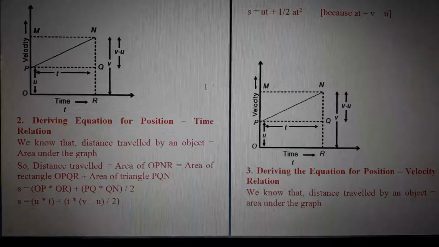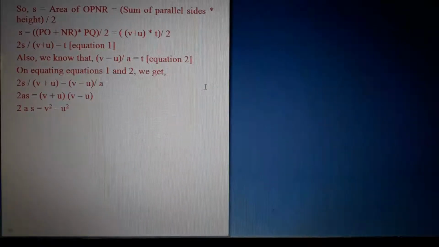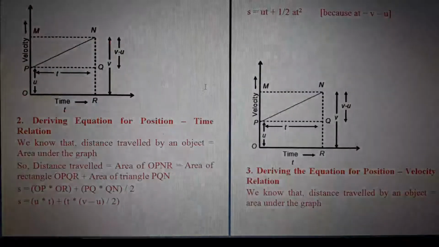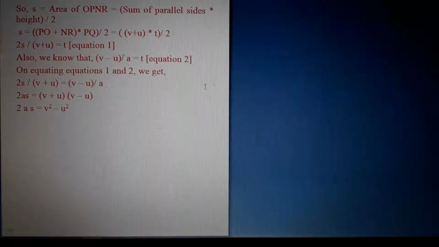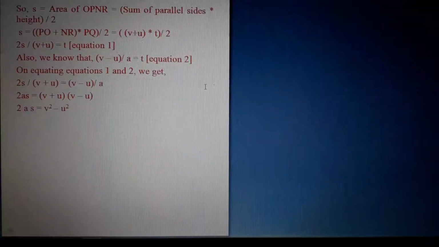So another equation is that the area of OPNR is equal to sum of parallel sides into height divided by 2. What is the height here? What is the height? Let's see one more time. What is the height here? Is it NR or not? That's the derivation of the second equation.